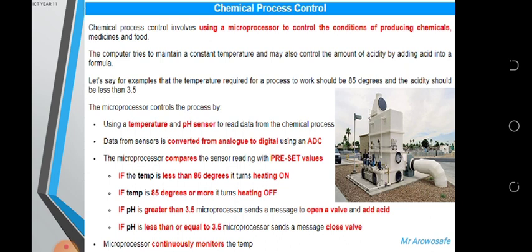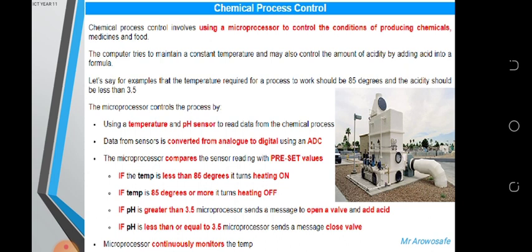If the temperature is less than 85 degrees, don't forget that our preset value here is exactly 85 degrees. So if the temperature is less than 85 degrees, it turns heating on. Don't forget, less than 85 degrees, it turns heating on, because it has not attained or reached the preset value, which is 85 degrees.